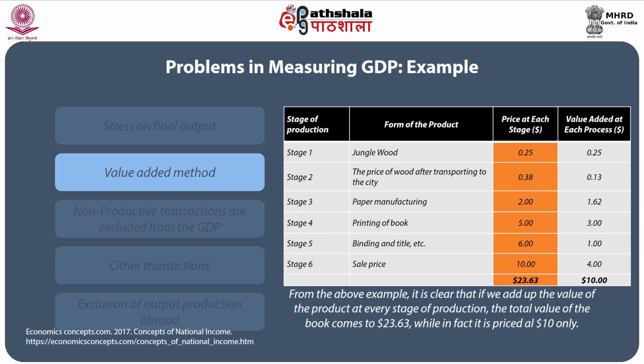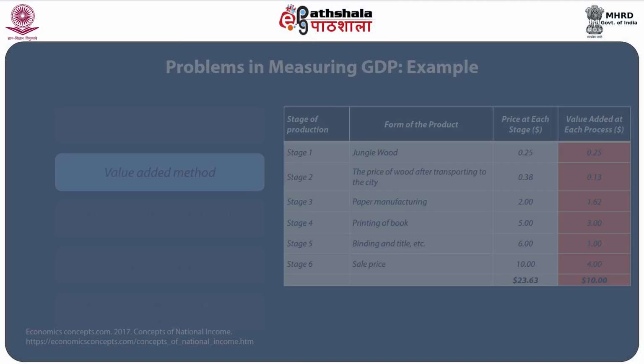For example, in all these 6 stages, the price at each stage, starting from stage 1, is 0.25, stage 2, 0.38, stage 3, 2.00, stage 4, 5.00, stage 5, 6.00, and stage 6, $10. So, the total will become $23.63, which is at every stage by taking the aggregate.